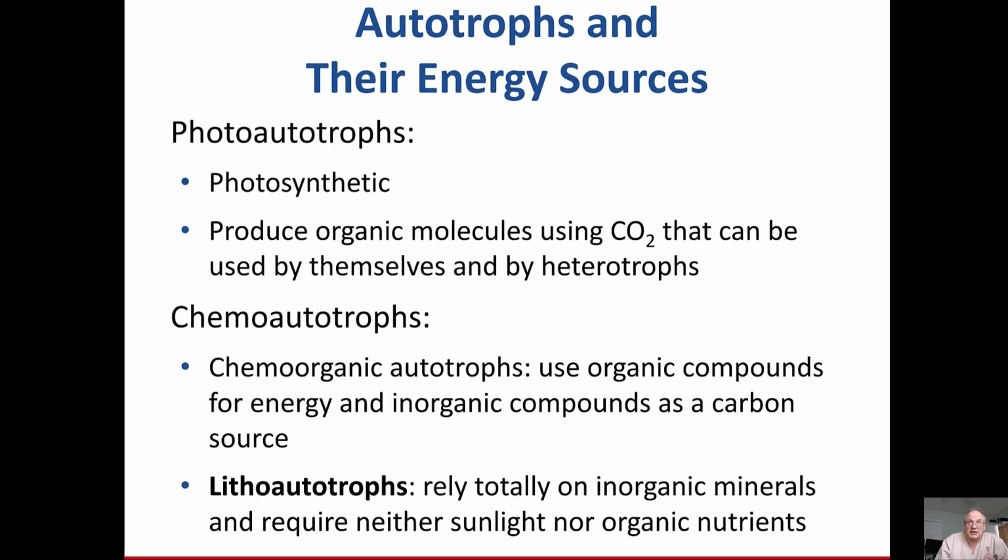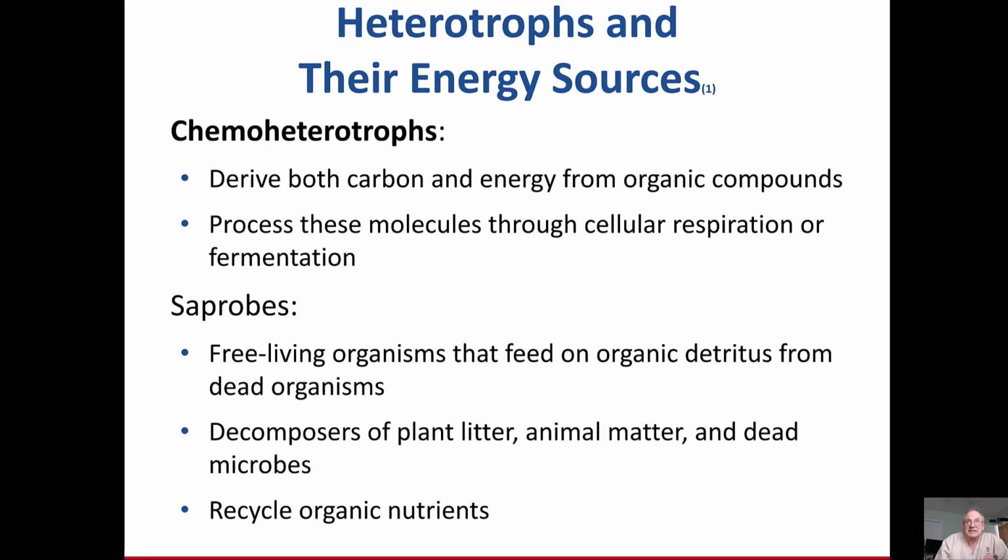So the autotrophs are those that use photosynthesis. Autotrophs, they don't need anyone else. They can get all their energy needs from photosynthesis, and they produce organic molecules using the CO2 that they can now pull from the air in the process of photosynthesis. Chemoautotrophs use inorganic compounds for energy, and they get that from their environment. The lithoautotrophs rely totally on inorganic materials, not requiring either sunlight or organic nutrients. And these, again, they dwell at the bottom of oceans and really rough places.